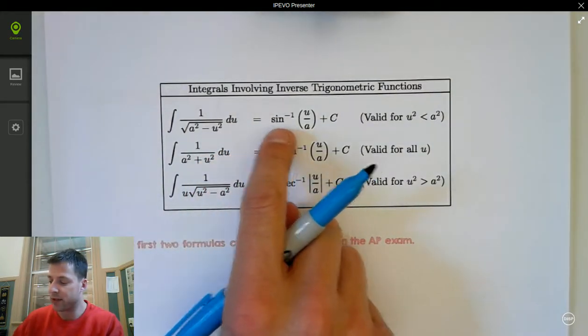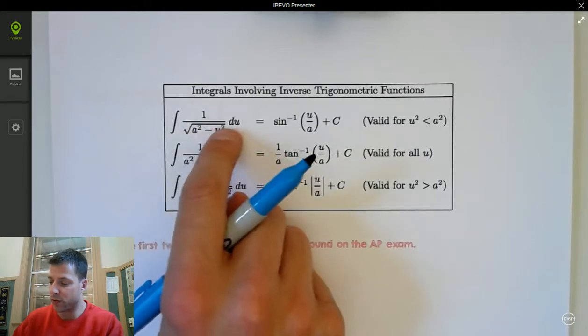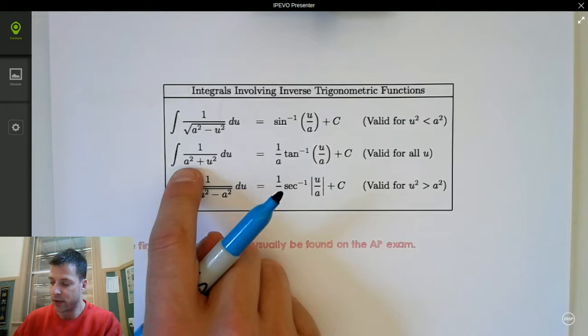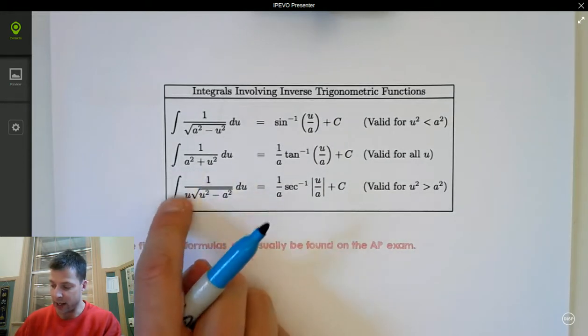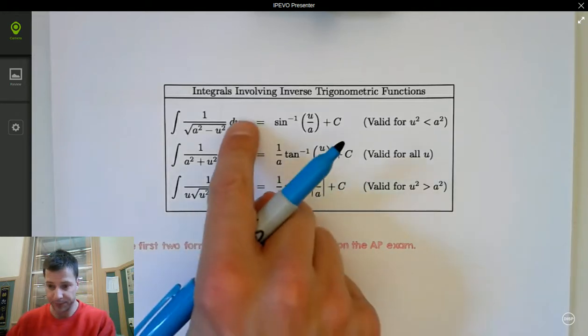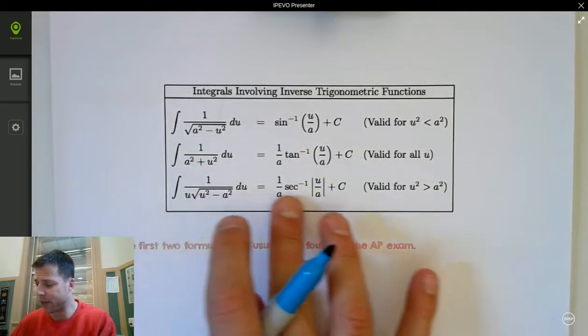AP exam, and that's the integral of 1 over the square root of a squared minus u squared, the integral of 1 over a squared plus u squared, and the integral of 1 over u times the square root of u squared minus a squared. So take a second, copy these properties down.